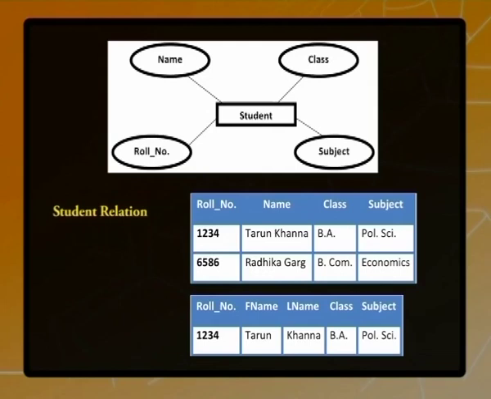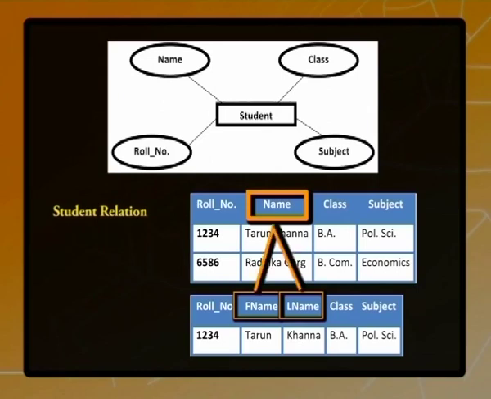Consider if we take name attribute as composite attribute in ER diagram with its component attributes as F name and L name, and the resulting relation student will contain attributes F name and L name in place of the name attribute in the relational model. The relation will look like as shown.